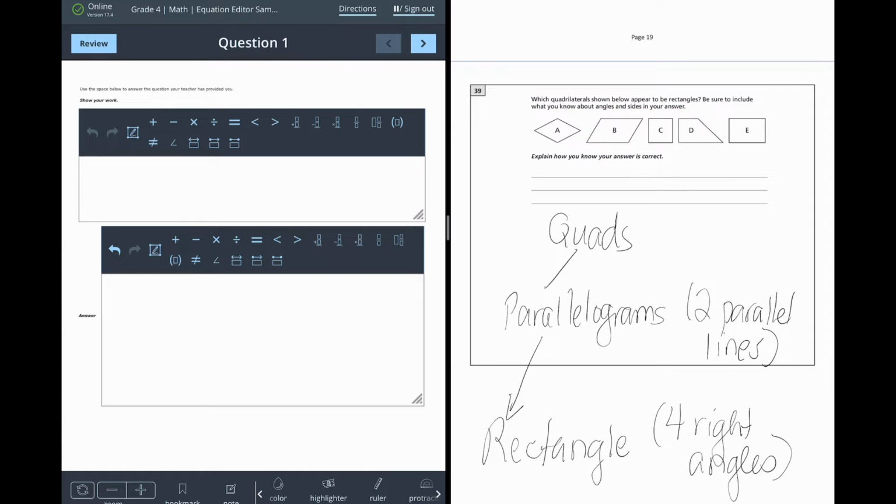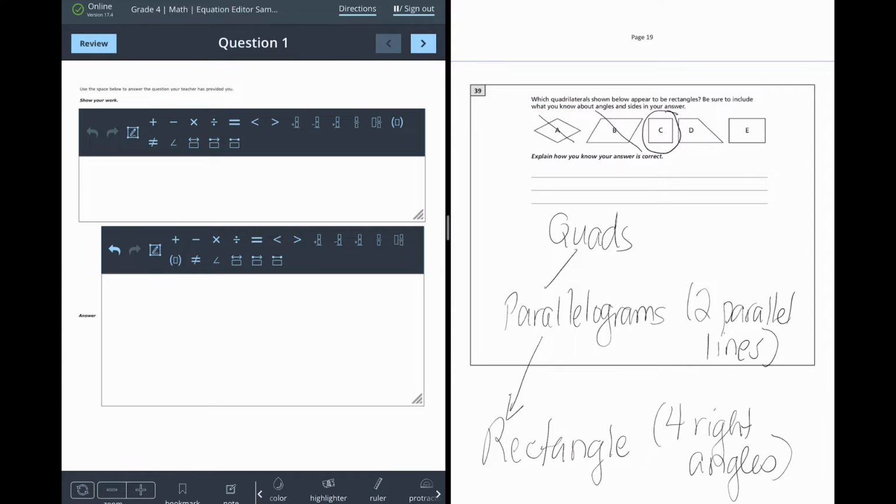So B, I'm gonna cross it out. Same thing with A, it is a parallelogram, but it does not have right angles. So I'm gonna cross that out. Now C has both the things I'm looking for. It has 2 sets of parallel lines, that's 1 and 2, and it has 4 right angles. So this one is a rectangle. Even though it looks a square, it also counts as a rectangle.